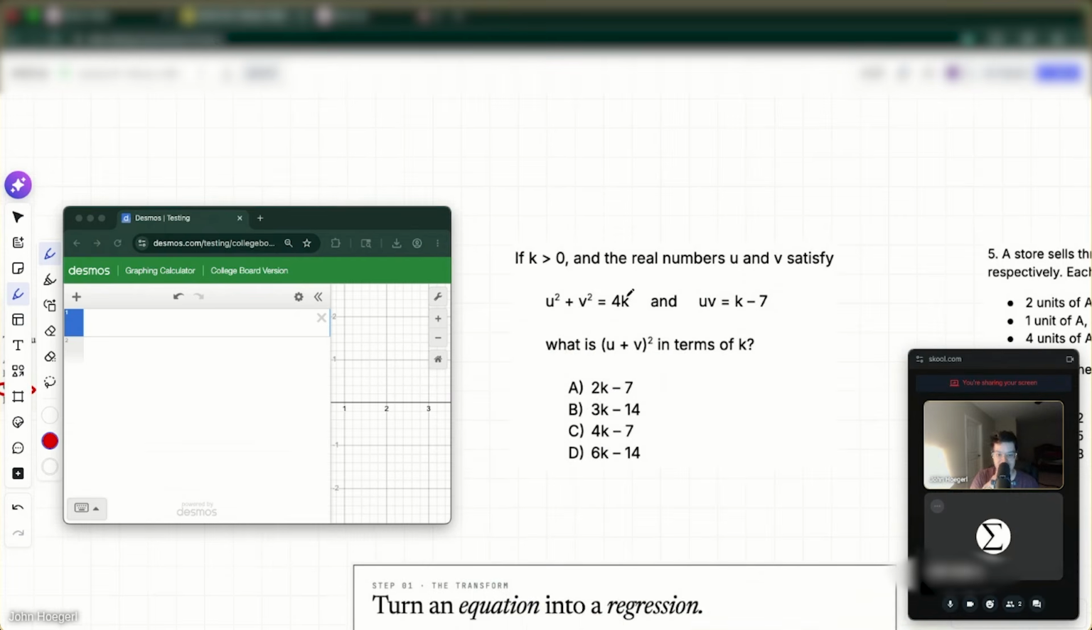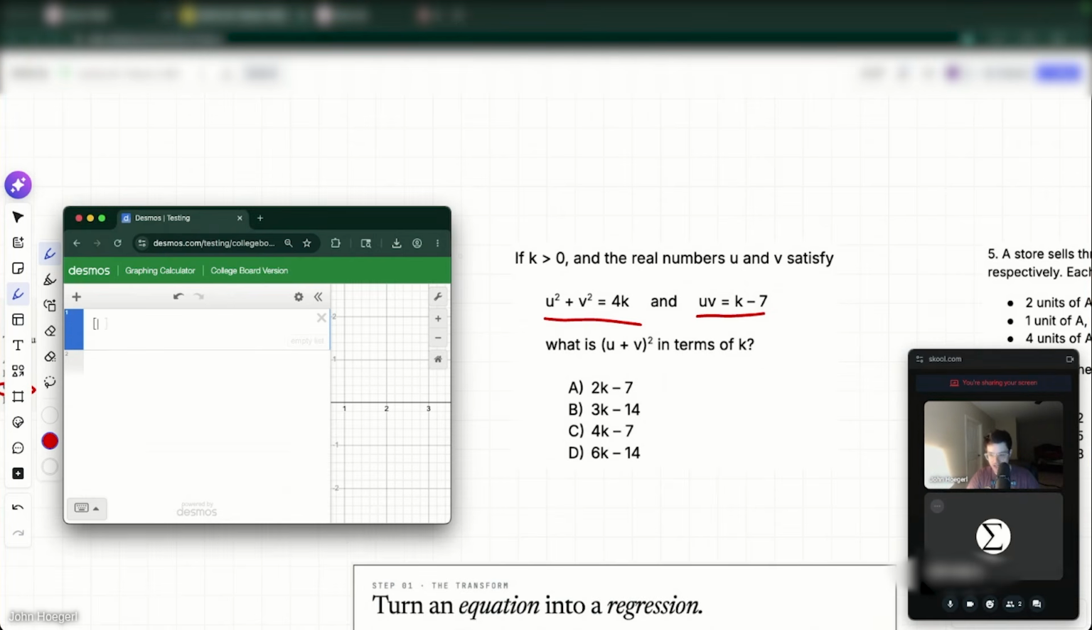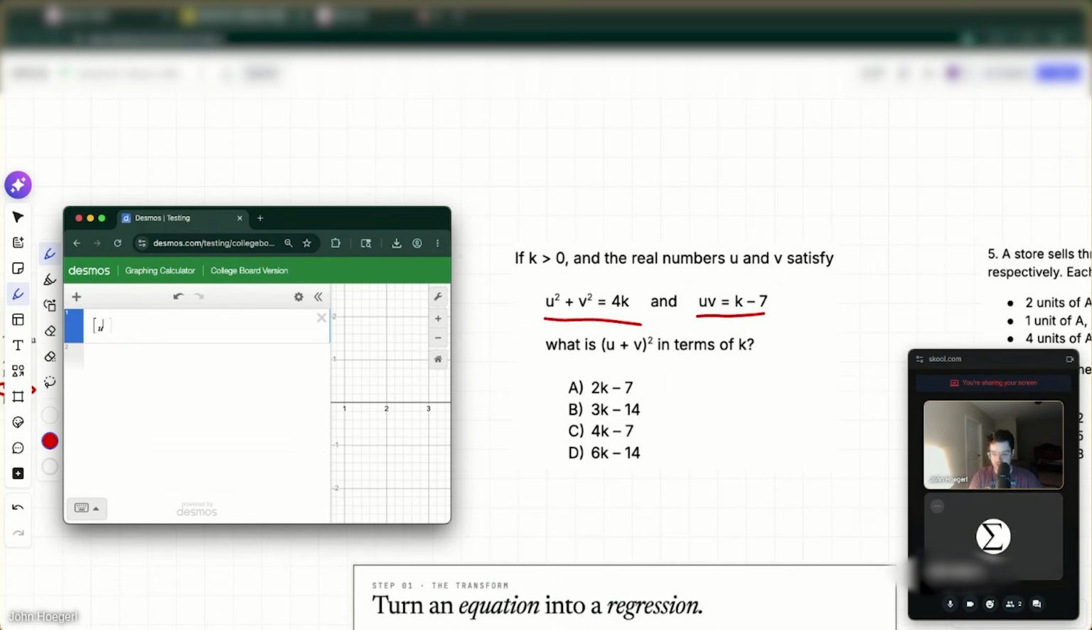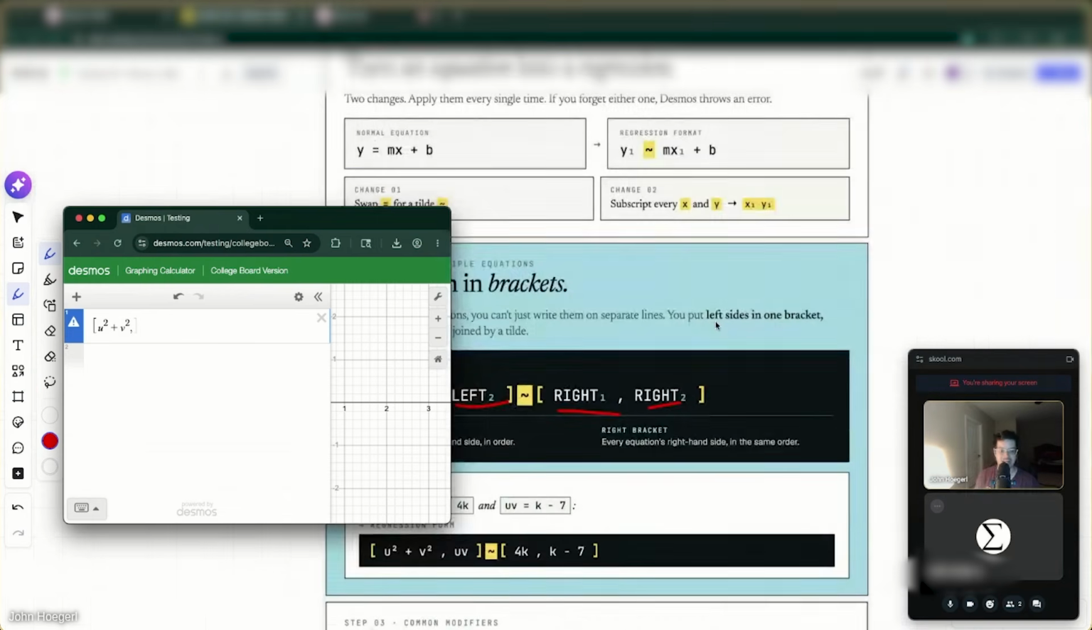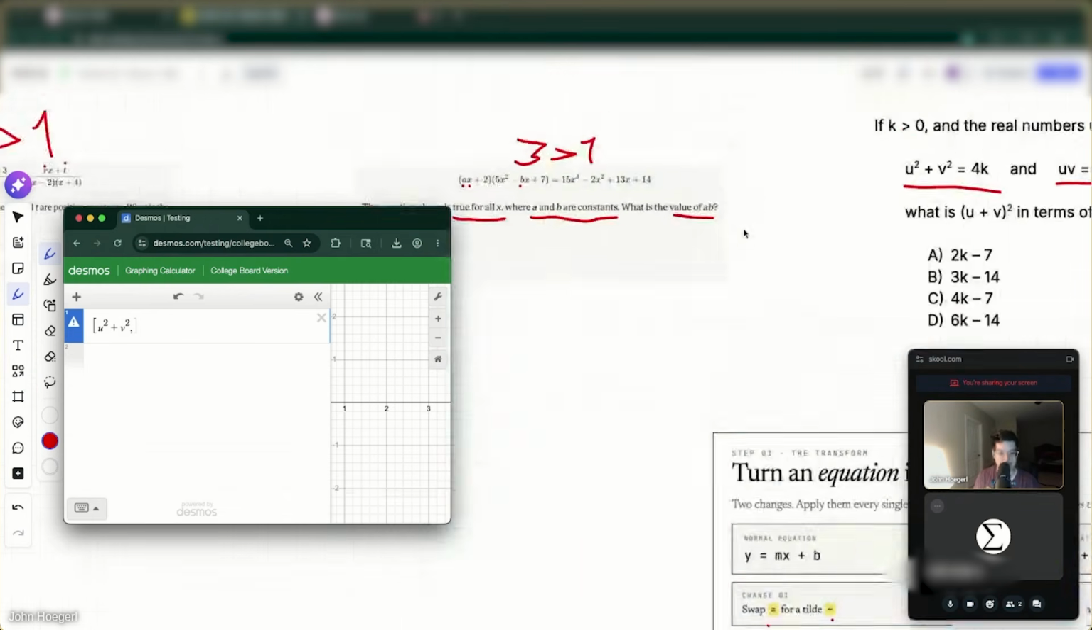So if we have something like this, we have these two different equations. And also this works no matter how many equations you have. All that matters is if you have more than one, you have to start using the brackets. So just keep that in mind. For this, I would take the left side of the first one, so u squared plus v squared, and then the left side of the second one. So I'm switching over to the second equation now, because again, I'm doing left, left, then right, right.